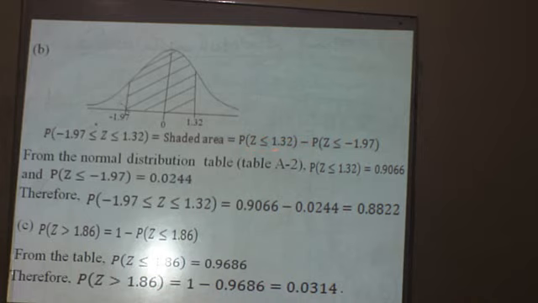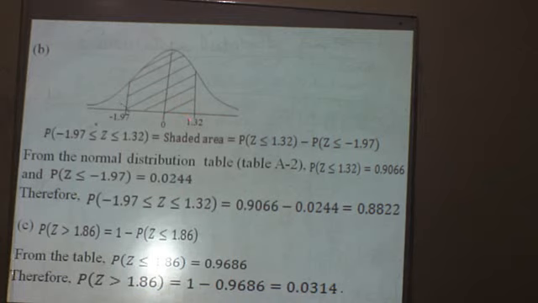This means that we are going to substitute all the values into the equation given by the shaded area. With this, you end up getting the probability of Z lying between negative 1.97 and 1.32 to be 0.9066 minus 0.0244, which gives 0.8822, and that's the probability of the Z falling within this region as indicated in the diagram.